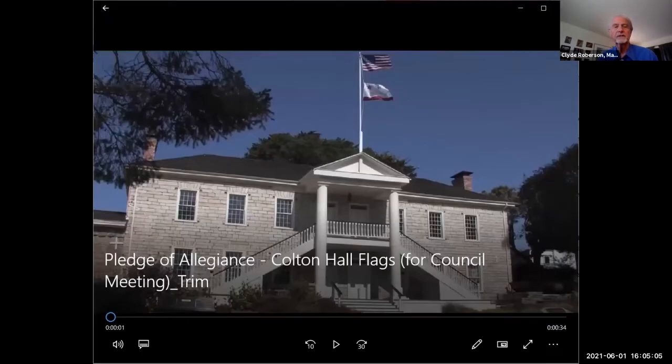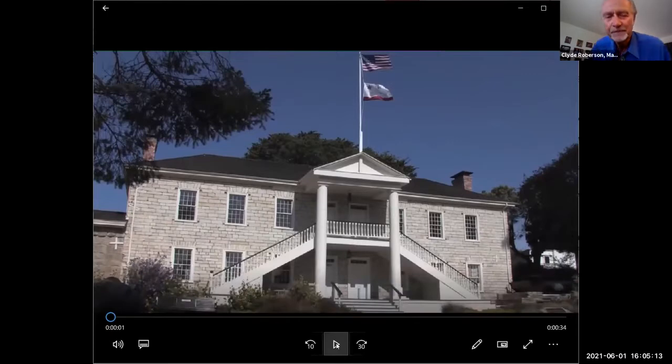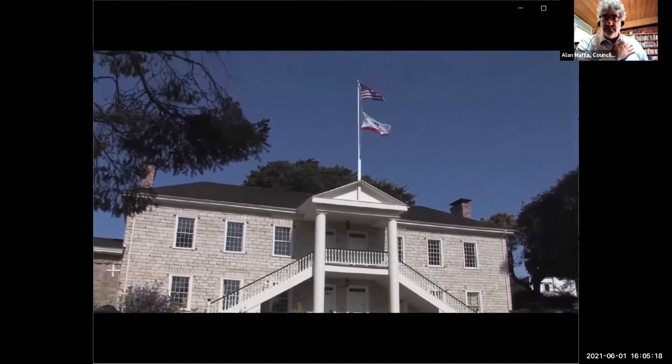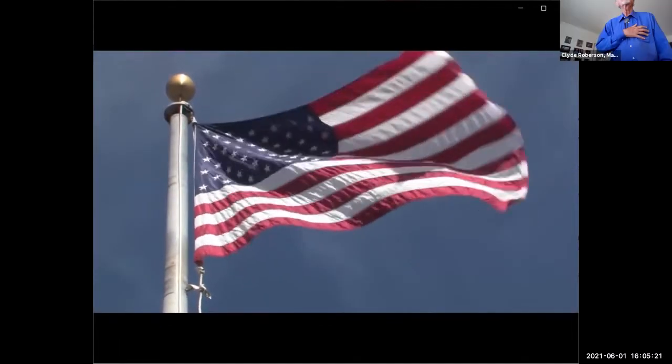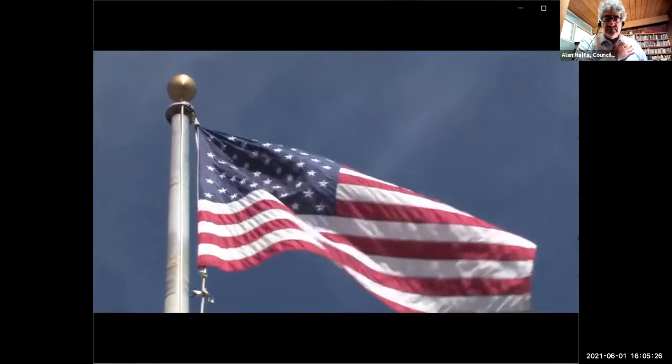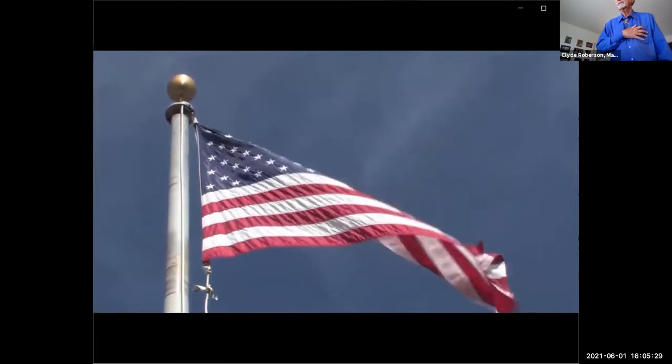Okay, thank you. Nicely done as always. And at this point, I will call the meeting to order, and our first item of business will be the Pledge of Allegiance. I will give our renowned city clerk a moment. Oh, she beat me to it. Clementine has the flag on Colton Hall for us, so please join me in the Pledge of Allegiance. I pledge allegiance to the flag of the United States of America, to the republic for which it stands, one nation, under God, indivisible, with liberty and justice for all.